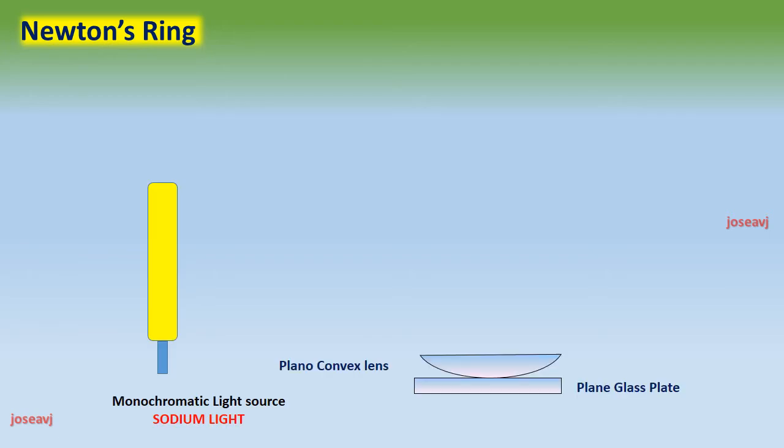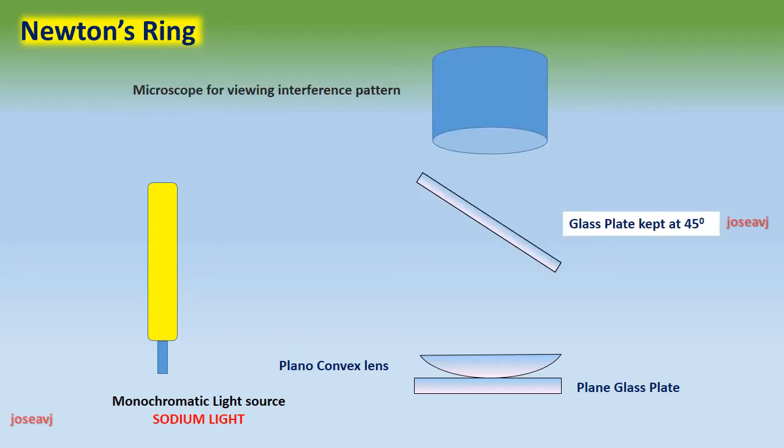So summarizing the setup of the Newton's ring, we have a monochromatic light source, a lens glass plate combination, a 45 degree glass plate, and a microscope for viewing the interference pattern. When monochromatic light is made to fall on the lens glass plate arrangement, the light reflected from the bottom surface of the lens and the light reflected from the top surface of the glass plate will interfere with each other to produce an interference pattern, which we can view with the help of the microscope.